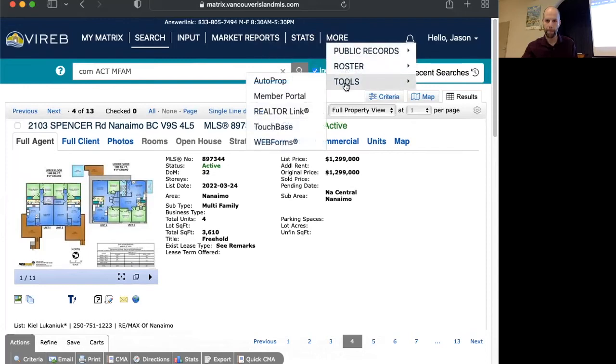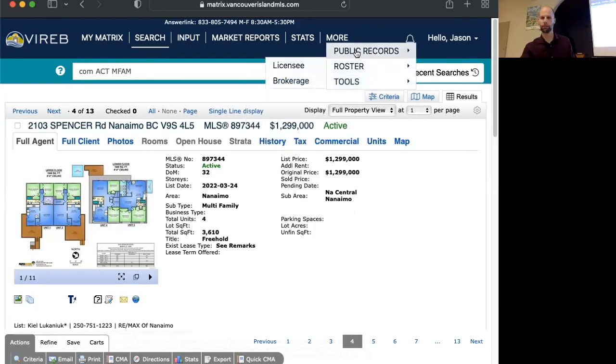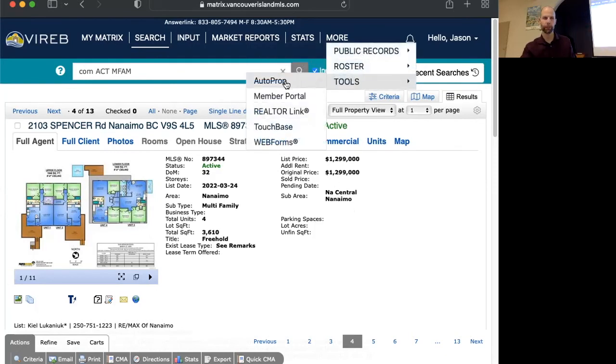So the other program I use, just before I move on, any other questions about Matrix? Nothing, pretty straightforward.